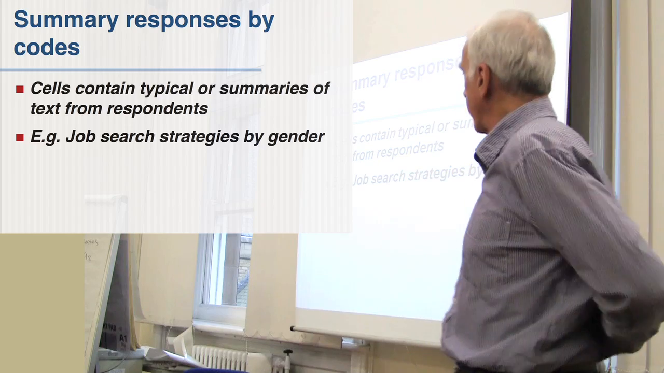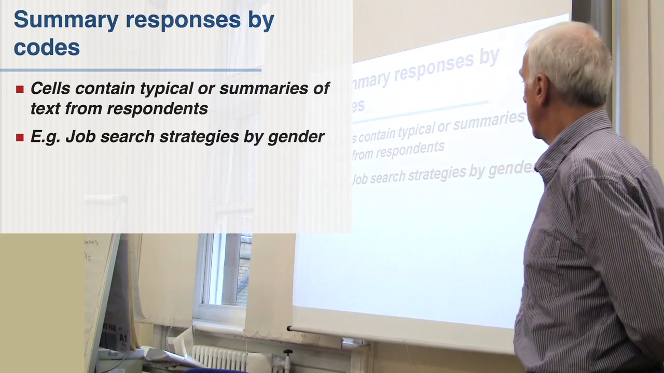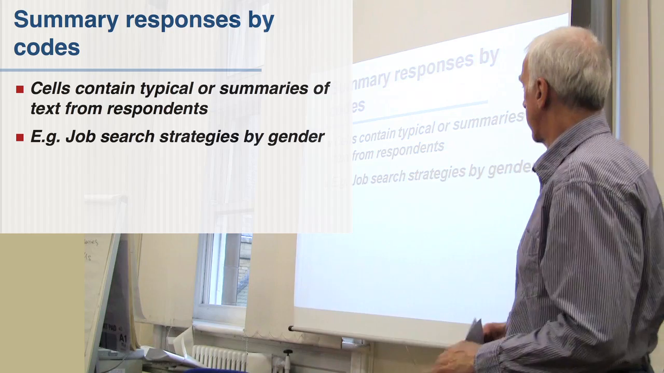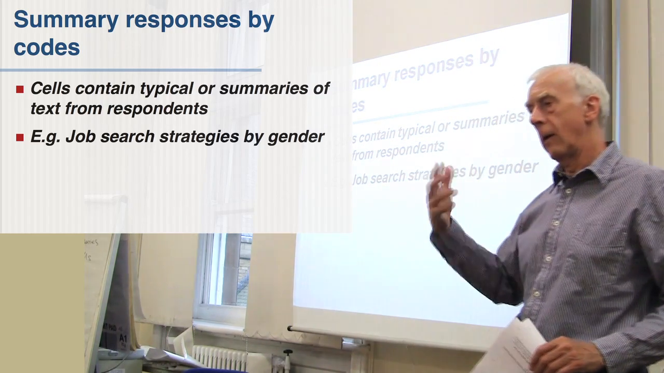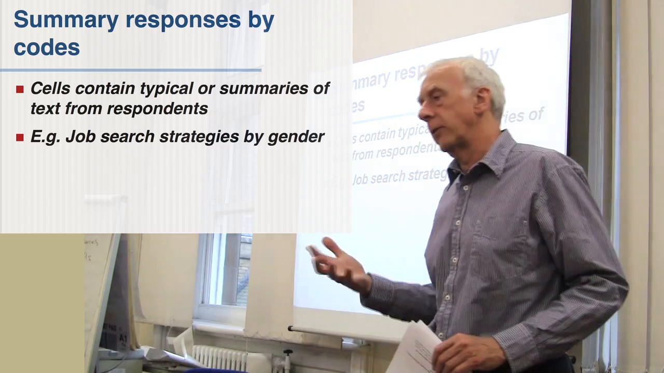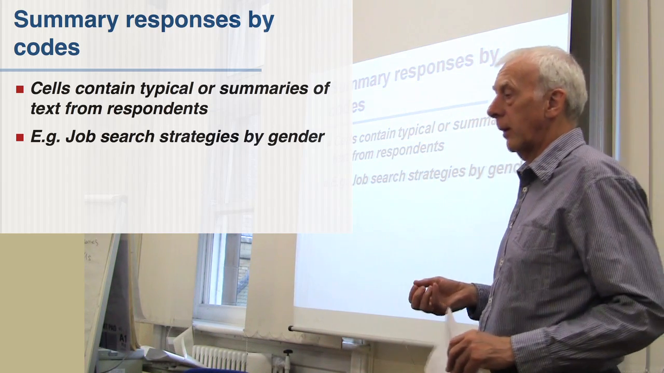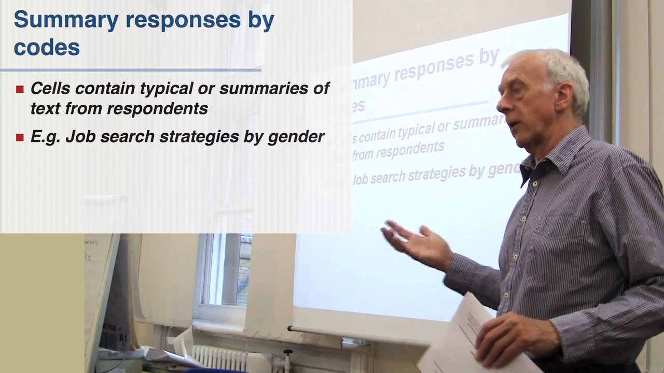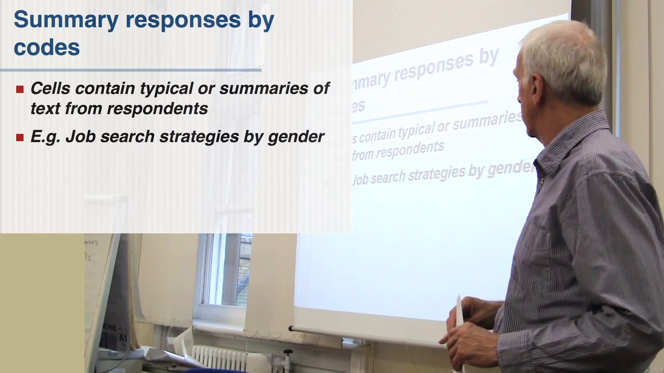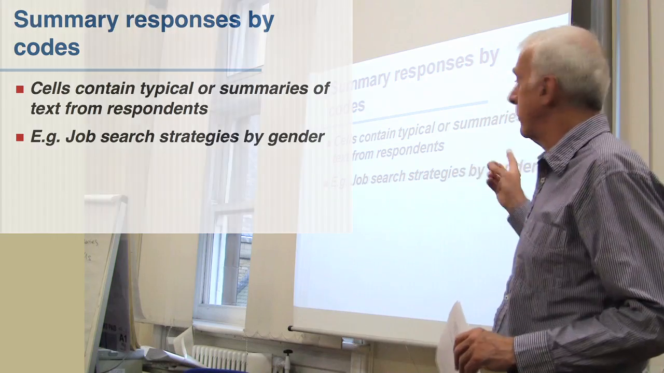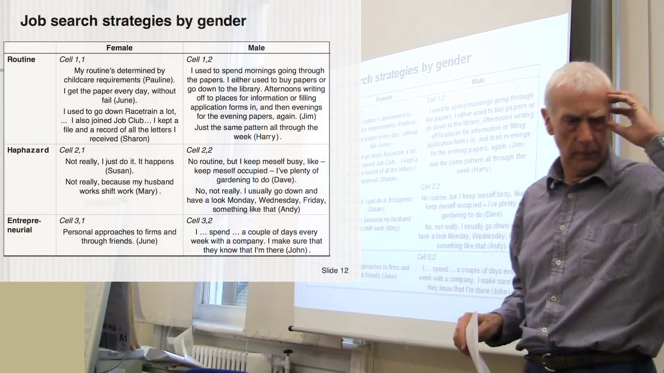As I said before, you can put other things into the rows and columns, and code is one of those things. So in this case, I have a suggestion of job search strategies. I've coded the information in the interviews with job seekers about how they looked for work. And then, of course, I have an attribute of gender, so some of them male, some female. I can compare those two things in that table, again using summaries of what they sent, and this is what I got there.